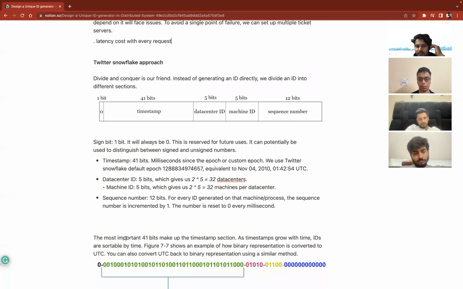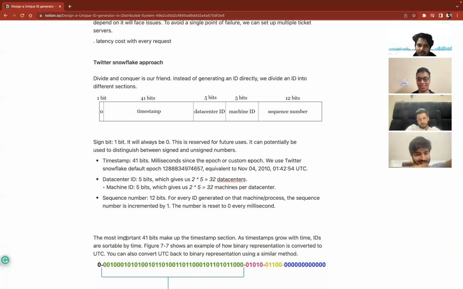Now let's look at something interesting, what Twitter has done for their databases. Twitter has said that divide and conquer is our friend, and so instead of generating IDs directly, we simply divide them into different sections. Classic British rules. Very sure somebody from Britain came and told Twitter, hey, this is how you solve your unique ID problem: just divide them.